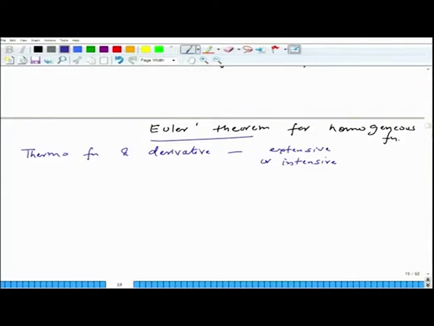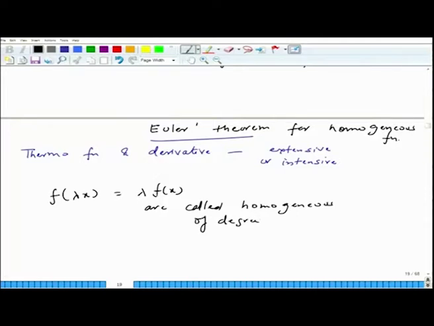Now, mathematically, a function which satisfies a relation such as this for all values of x is called a homogeneous function of degree 1. Okay. So this is a typical extensive property, which we know from thermodynamics. The intensive property would be a homogeneous function of degree 0.